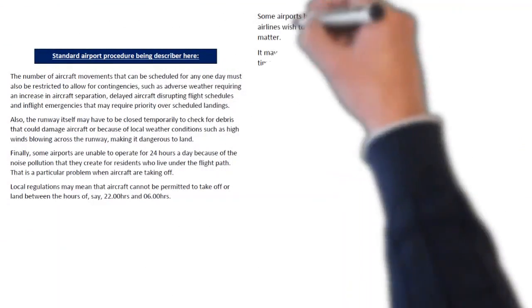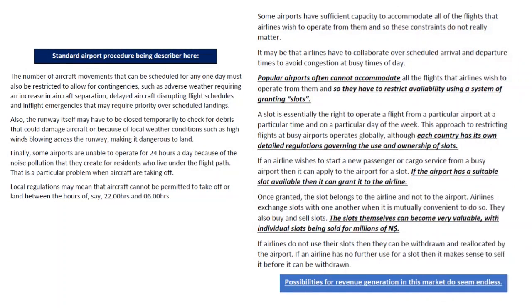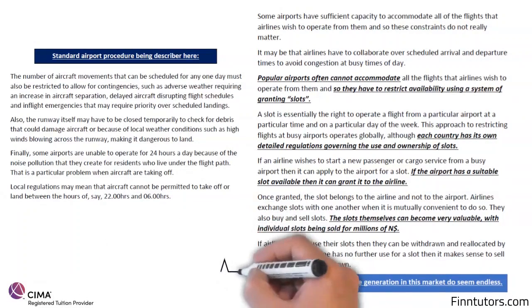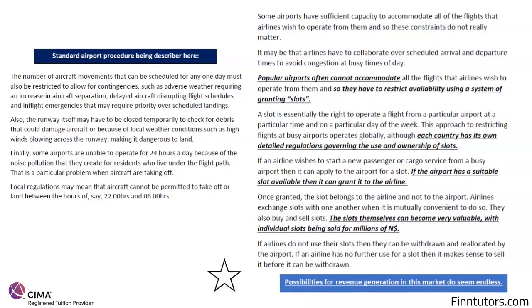Now, as we move on, there is again some standard procedure that is being explained over here. We'll go through it, but you will realize that this is all just normal airport travel standard procedure. Now, the number of aircraft movements that can be scheduled for one day must also be restricted to allow for contingencies. If something wrong happens, you need extra maintenance, there must be a time slab that is available, such as adverse weather conditions, or some aircraft require new maintenance that does lead to delays. So you need to be flexible to move around that.